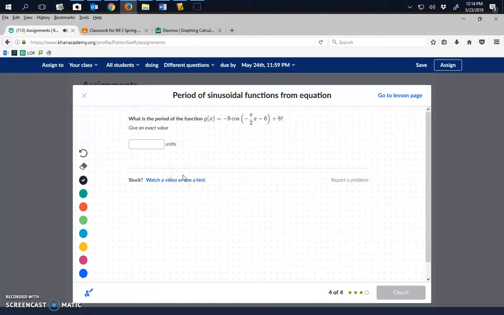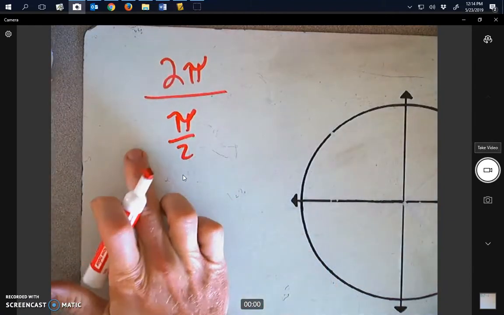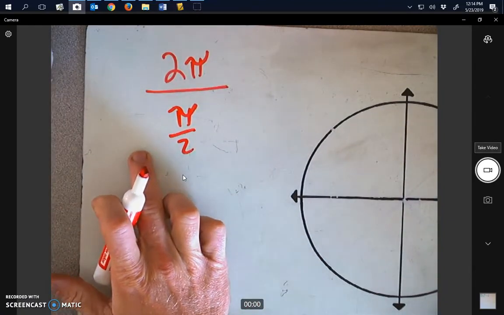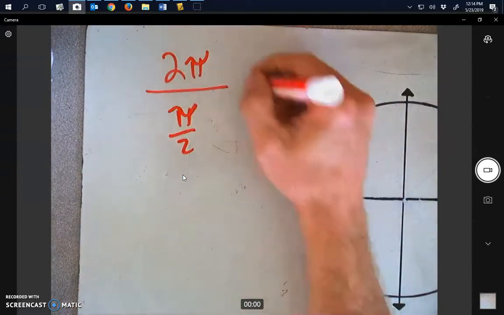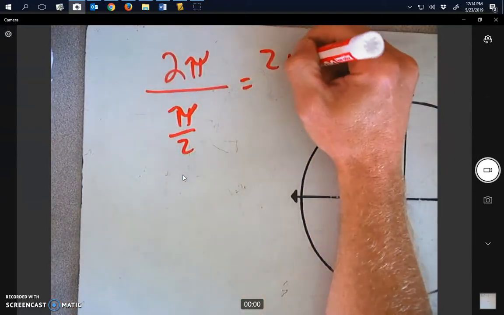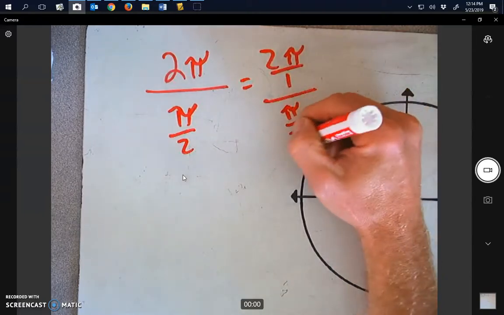Question 4. All right, we have a fraction this time, so it's pi over 2. All right, I have it written down. So it was -pi over 2, but like I said, we don't really care about that. So when we have a fraction on the bottom, we're going to make our top into a fraction. So 2 pi over 1 divided by pi over 2.